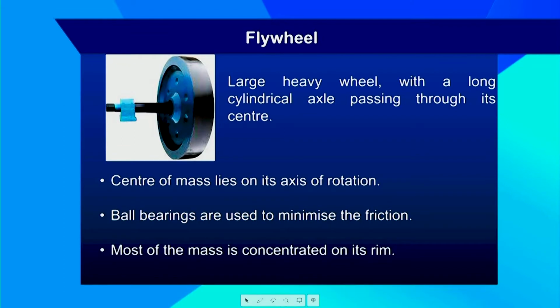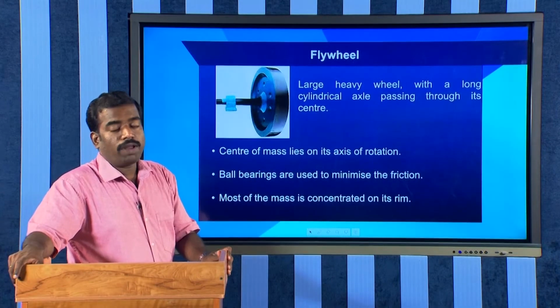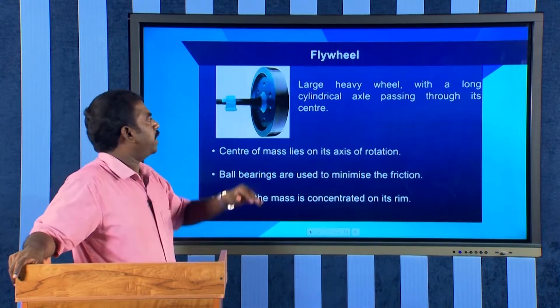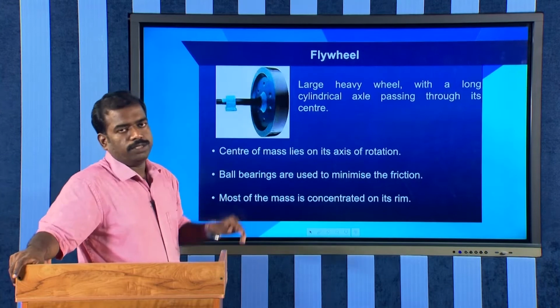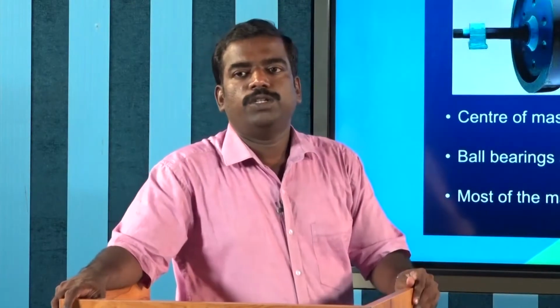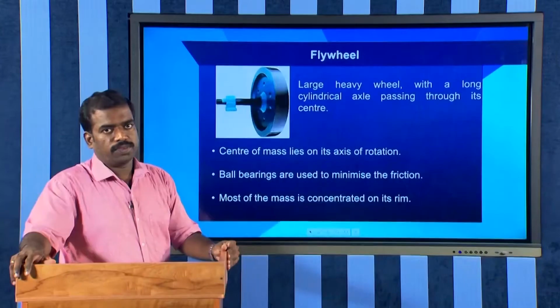The most important property of the flywheel is that the center of mass of the system lies at the axis of rotation, so that the flywheel can remain at rest at any position. Also, you can see there are rotational parts, so we need to expect frictional force. So, we are just using ball bearings to minimize the friction.